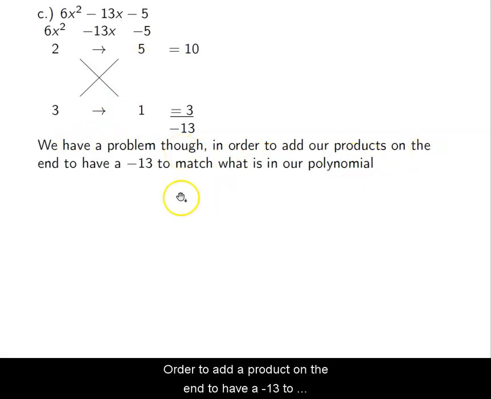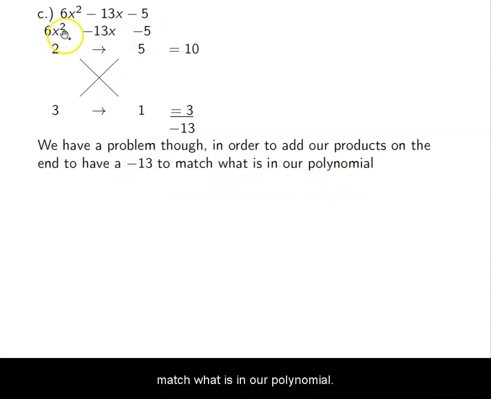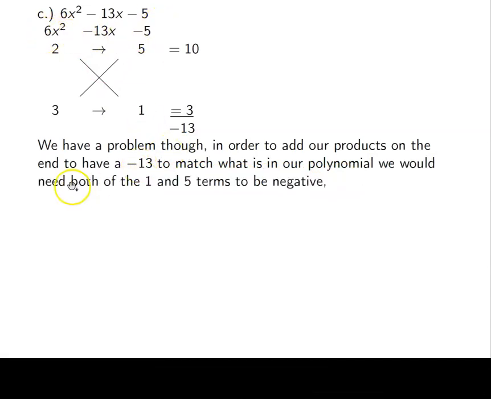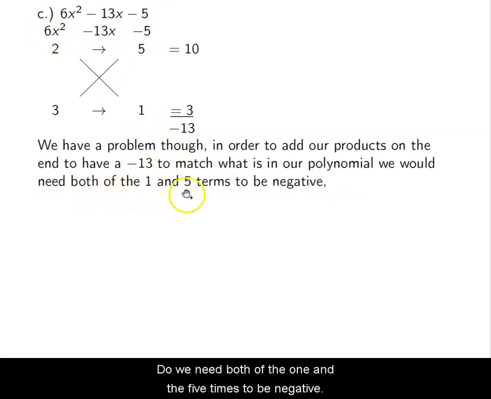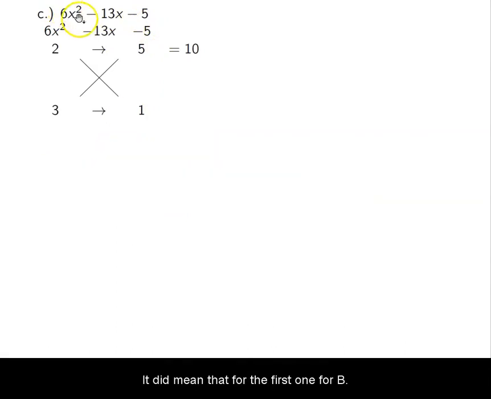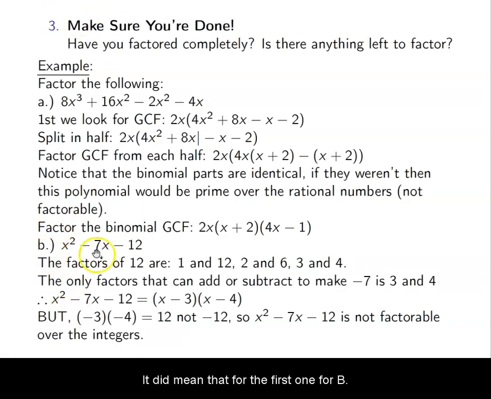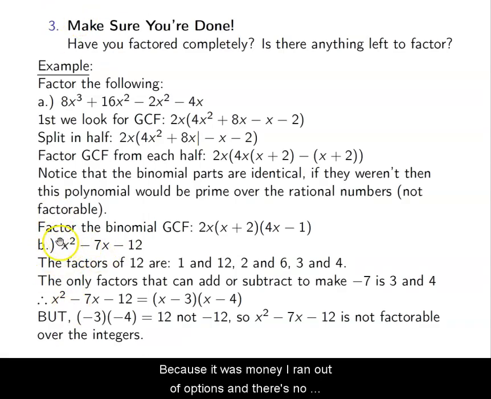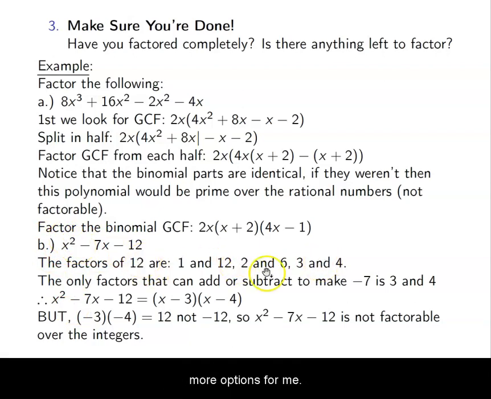In order to add our products on the end to have a negative 13 to match what is in our polynomial, we would need both the 1 and the 5 terms to be negative. But again, negative 1 times negative 5 is 5, but what we have is a negative 5 in the last term. So I have an issue. That doesn't mean that this is not factorable. It did mean that for the first one, for B, because it was monic. I ran out of options. There were no more options for me there.